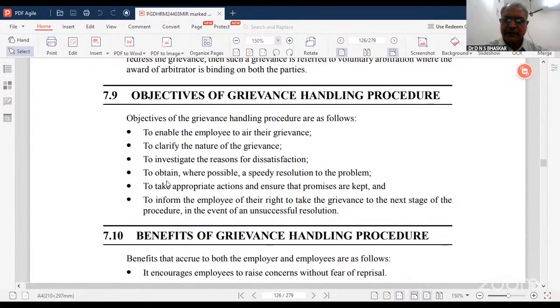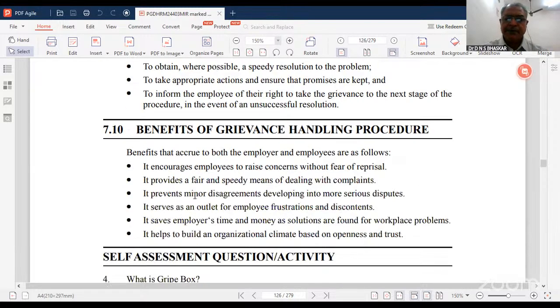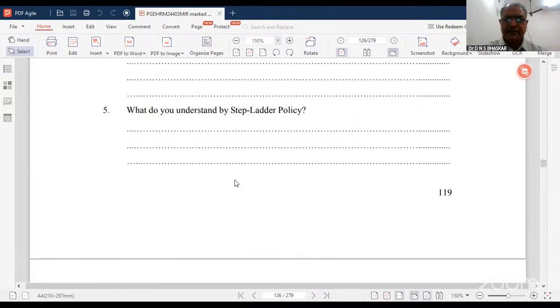So a grievance redressal procedure or grievance handling system must have all these qualities. Then only will it be called a good and effective grievance redressal procedure. The main objective of the grievance redressal procedure is to bring the problems, difficulties or discontentment to the upper levels. And the benefits of the grievance redressal procedure are simple.